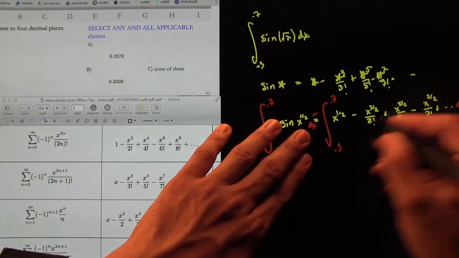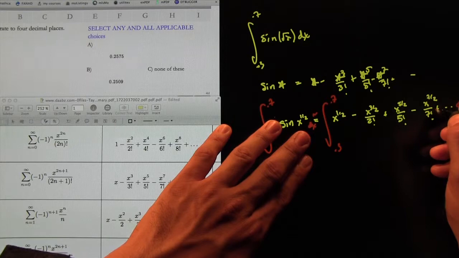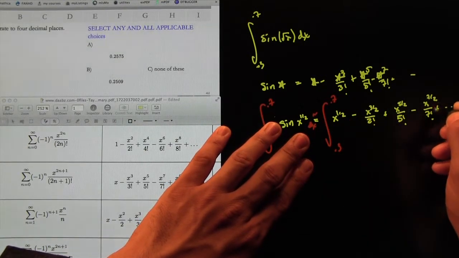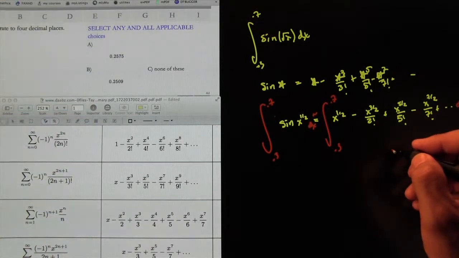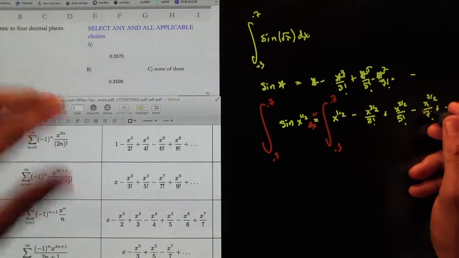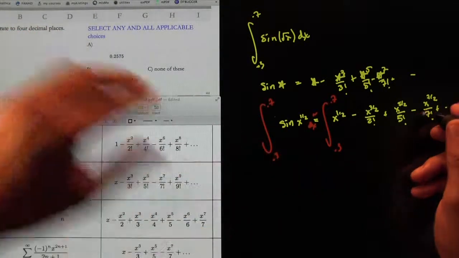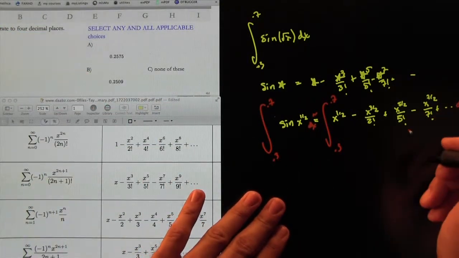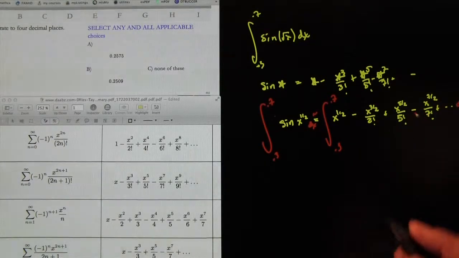Just do this out enough to where you get accurate answers. So you should try it up to x to the 7th, right? And see what you get. And if you don't get one of these, you should try x to the 8th. At one point or another, the numbers will stop changing. And so, let me give you an example of that.